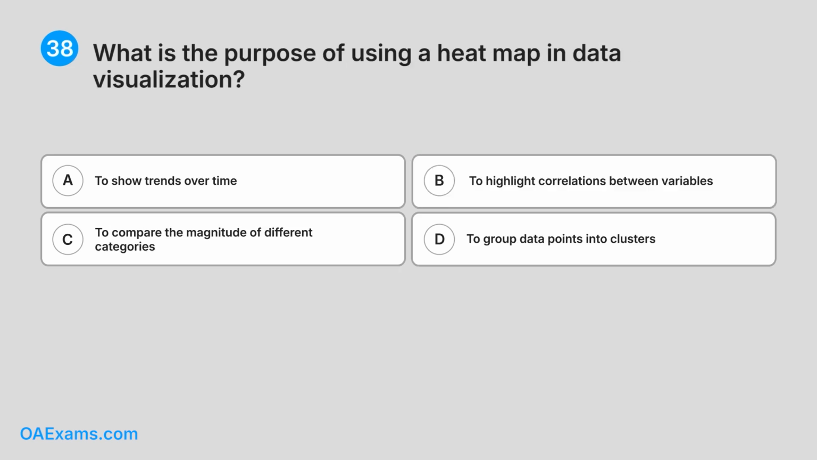38. What is the purpose of using a heat map in data visualization? A. To show trends over time. B. To highlight correlations between variables. C. To compare the magnitude of different categories. D. To group data points into clusters. Do you know the answer?